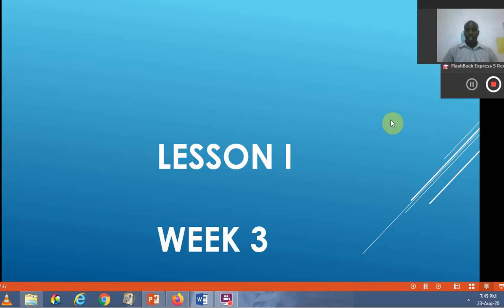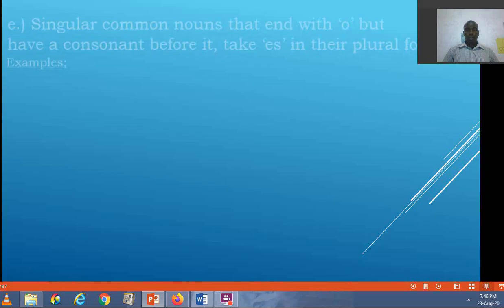Now, last week we started by looking at the plural of common compound nouns. And so we want to build our lesson on that. Look at the singular and the plural form of common nouns. So in this week, let us continue with another one.